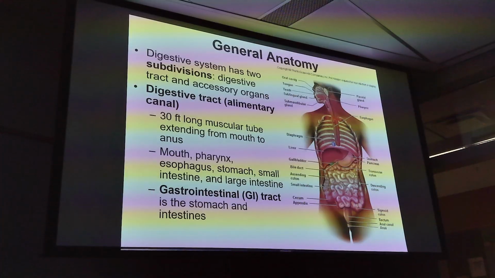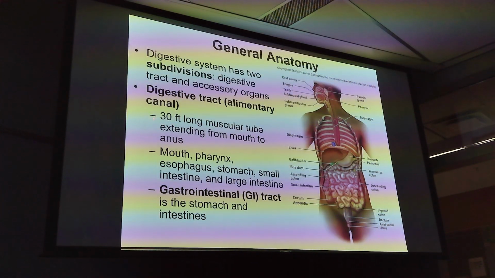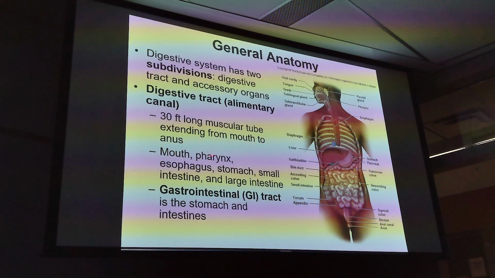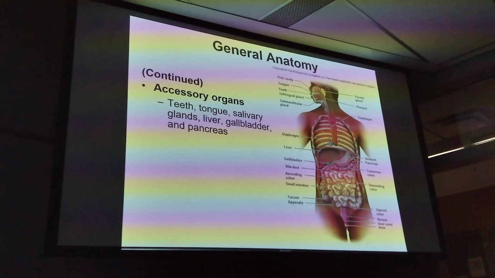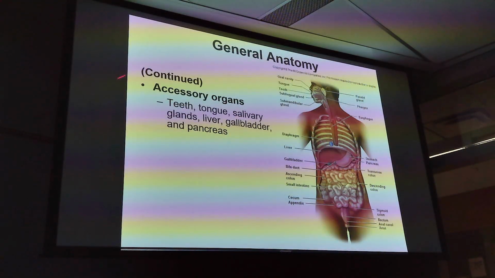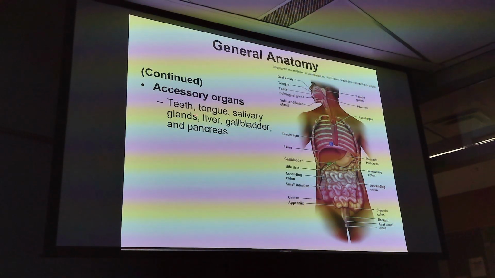So again, we have a big muscular tube running from the mouth to the anus, and it goes through, obviously, some of the respiratory organs, the pharynx, the larynx, but it does not go in the trachea. It goes down the esophagus into the stomach. Then we have the small intestine, large intestine, rectum, and anus, okay? So we've also got some accessory organs here. We have teeth, tongue, salivary glands. Liver is considered an accessory organ for some reason. I mean, this is a major organ. Gallbladder, and again, the pancreas.